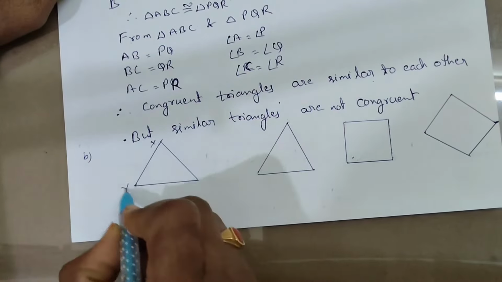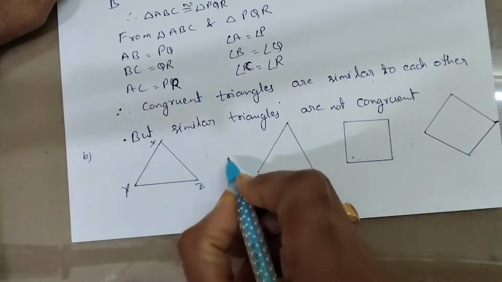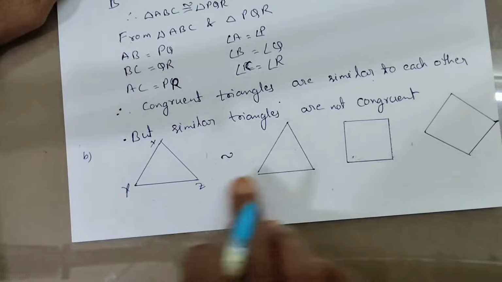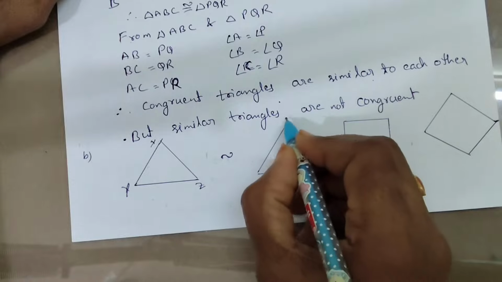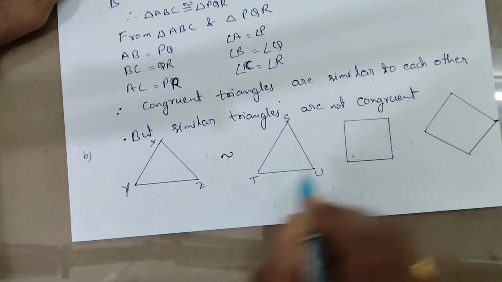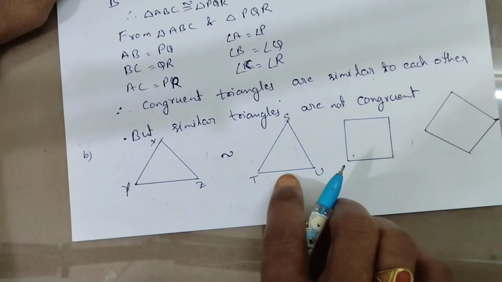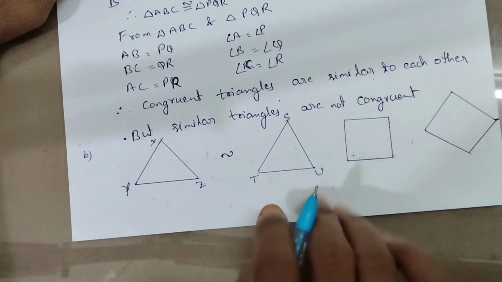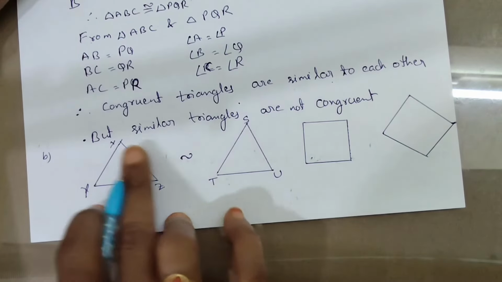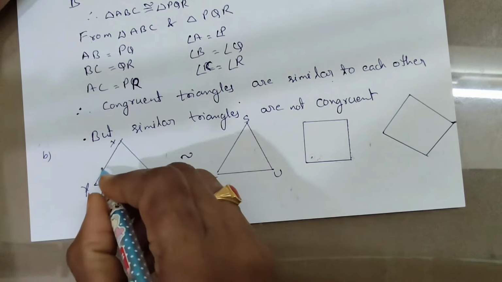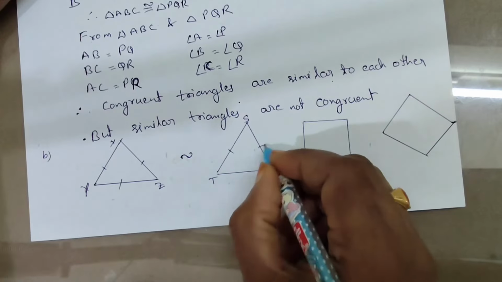Here X, Y, Z, similar symbol. These two triangles are similar. Next S, T, U. These two triangles are similar. So now we rotate these triangles, and they are also similar after rotating. Here these three sides are equal, so that's why after rotating, the figure is also equal.